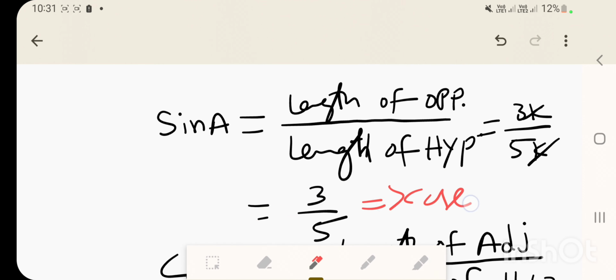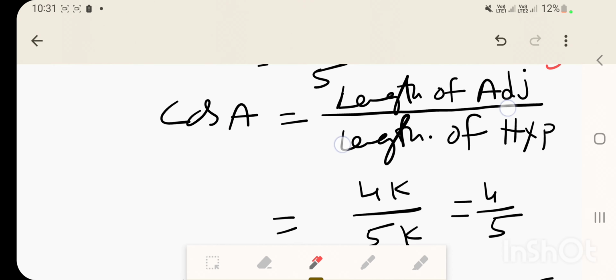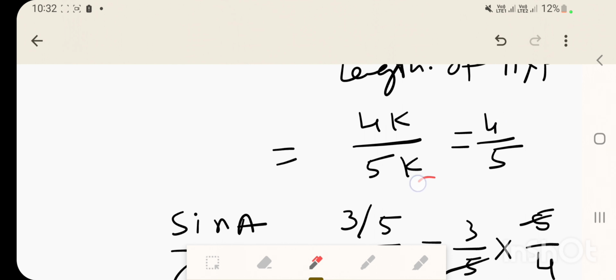Once we know sin A, we can easily calculate cosecant A. I am writing here with the red color. Cosecant A is nothing but the reciprocal of sin A. We got 3 by 5 for sin A, so cosecant A is going to be 5 by 3. That is the length of the hypotenuse divided by the length of the opposite side. Similarly, for cos A, if you want secant A, that is the reciprocal of cos, we get 5 by 4. Length of the hypotenuse divided by which side length? For secant A, it is the length of the adjacent side.